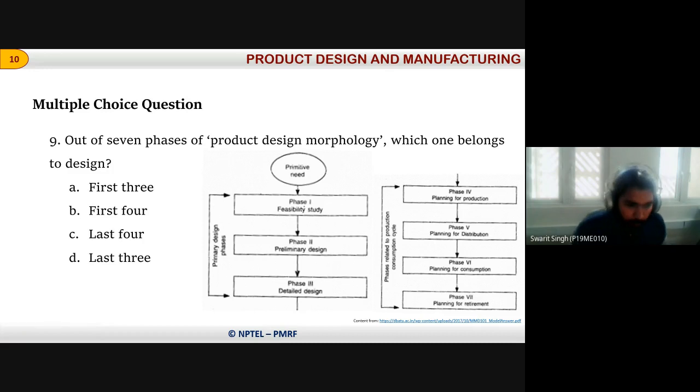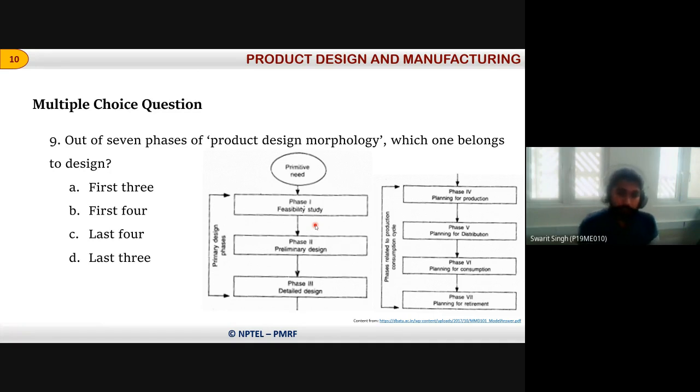Yeah. So we're discussing product design morphology. First phase is the feasibility study. In the feasibility study, as I already told, we study the feasibility of the product, that the product is required or not, or the product will be able to solve our need or not, for which we are going to design that product. So this phase belongs to the design only.